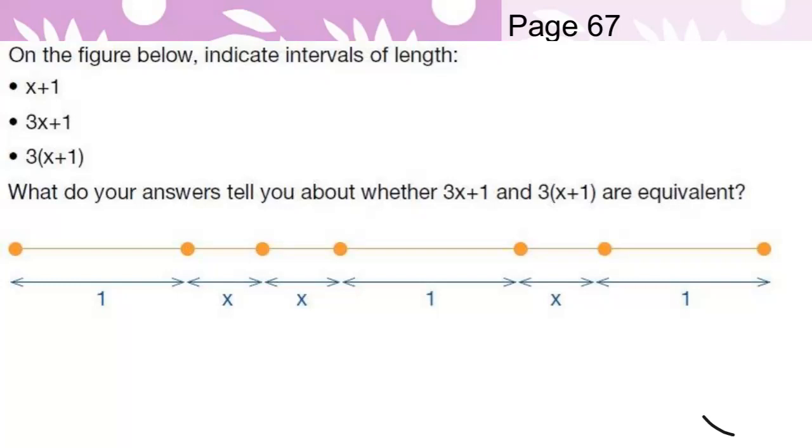What do you guys think of that? Is she right? Yes. Because here's 1 x, here's a second x, here's a third x, and the 1 in between. So from there to there, that is 3x plus 1.